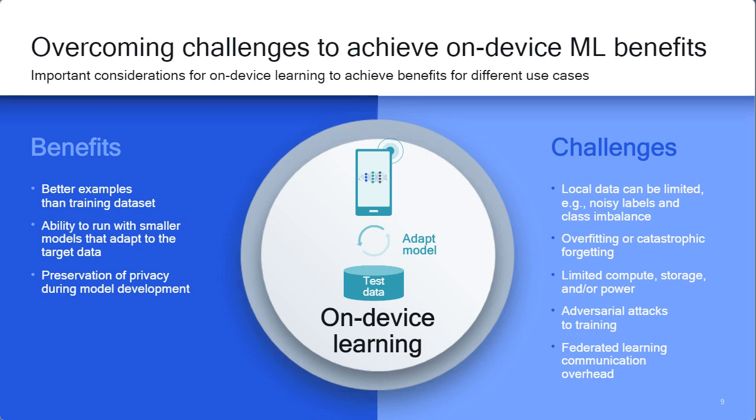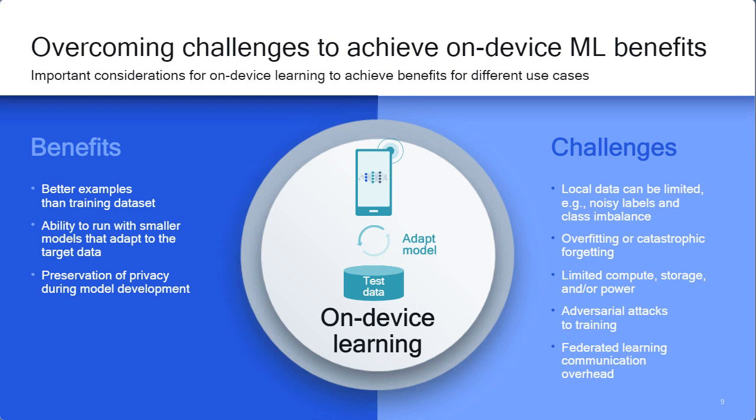Now, the challenges are that local data can be limited. We'll talk about this a bit more. There's noisy labels. There's also class imbalance, so the examples that we want may not be distributed the way we want. There's an issue of overfitting or catastrophic forgetting, as it's referred to in literature. This idea is that we maybe have learned important aspects of the task from the pre-training data set, and we may forget them if we overfit to the local data too much.